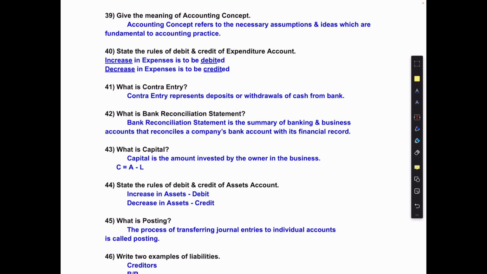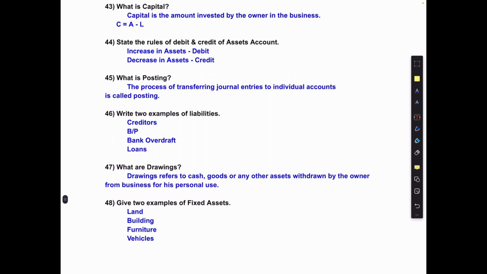Question number 44. State the rules of debit and credit of assets account. In assets account, increase in assets is to be debited and decrease in assets is to be credited. 45. What is posting? The process of transferring journal entries to individual ledger accounts is called posting. 46. Write two examples of liabilities, that is creditors, bills payable, bank overdraft, loans.